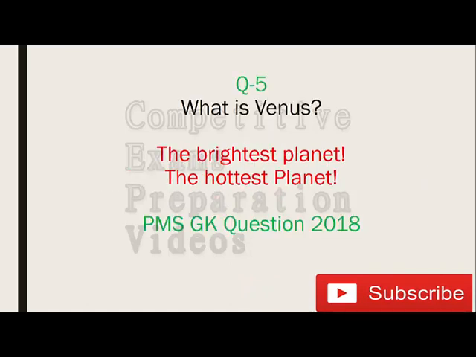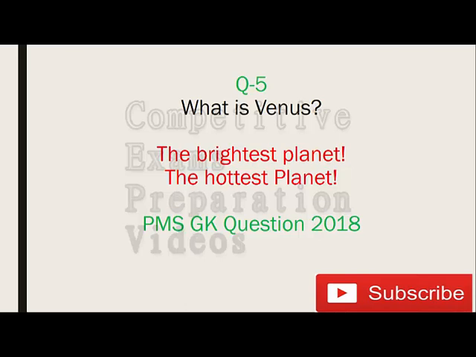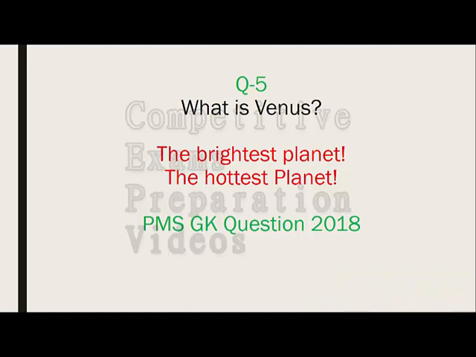Number 5. What is Venus? Venus is also a planet. The brightest planet is called Venus. The hottest planet is Venus. Actually, the PMS Provincial Management Service conducted papers this year 2017-2018, and in 2018 this question was asked in the GK paper: which planet is the brightest and hottest planet. So these are very typical questions, but the brightest and hottest planet is Venus.